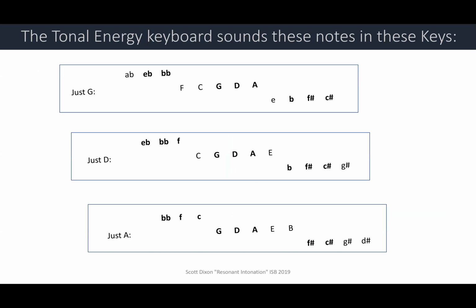So this is in the handout. These are the notes that Tonal Energy yields in each of these keys, because the notes on the piano keyboard are just not right. So I snuck this in there just so you have a reference for that.